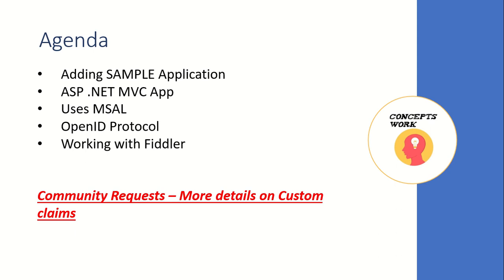Now, the reason behind covering different token or claim types is that there was a community post wherein it was mentioned that you guys want to know more about how custom claims work. If you read the Microsoft article, it will let you know how to customize claims or how to add a transformation. But as of now, there is no article which lists how to use an extension attribute, and that's exactly what I'm going to show you.